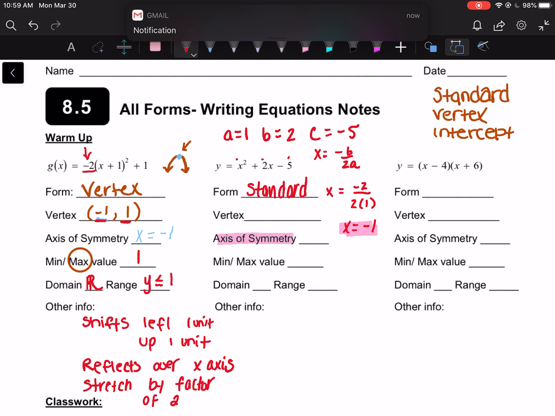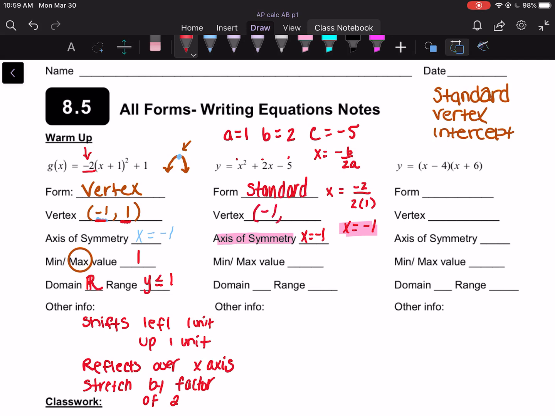So let's fill that in first. And now we're going to find the rest of the vertex. To find the y value of the vertex, we plug -1 into the function. So I'm just going to show my work down here. And you're going to get 1 minus 2 minus 5, which will give you -6. And that goes in for the y value.